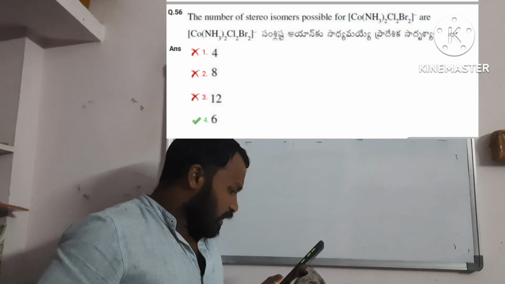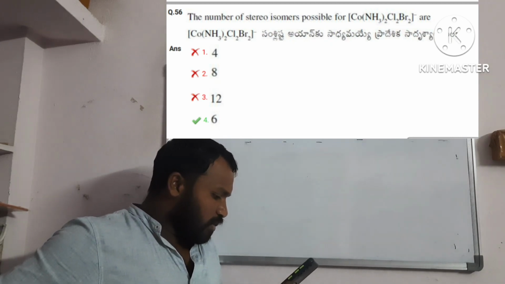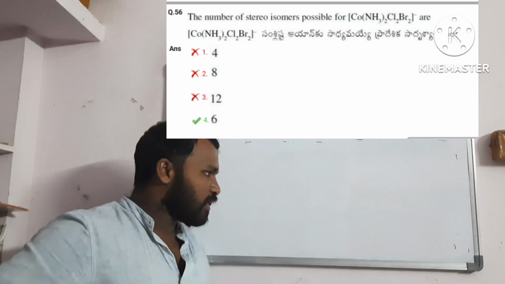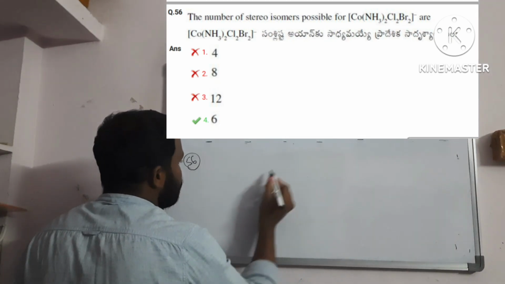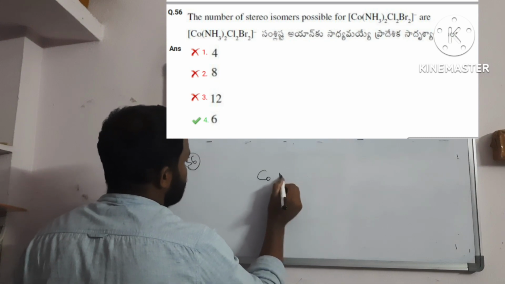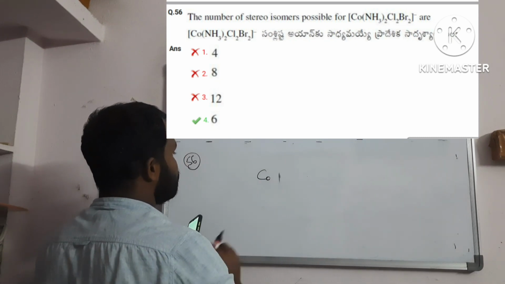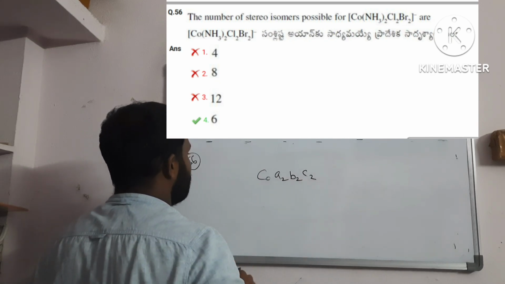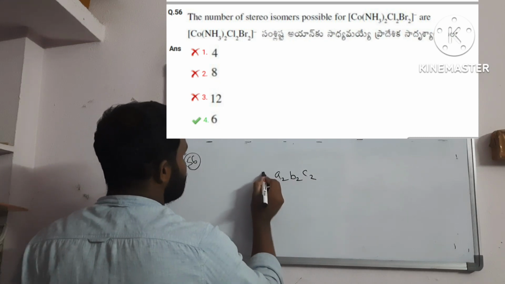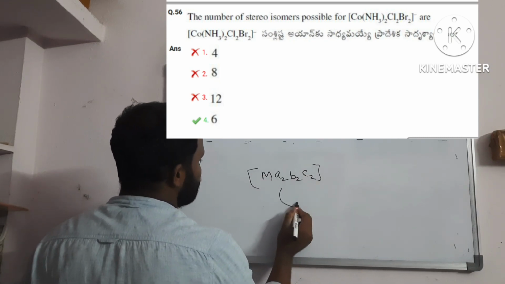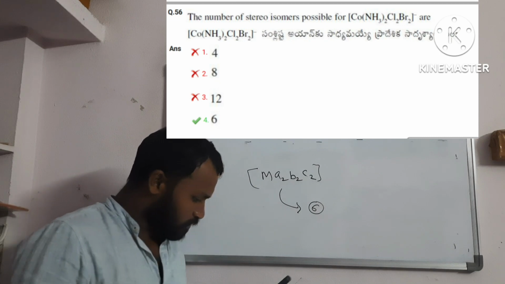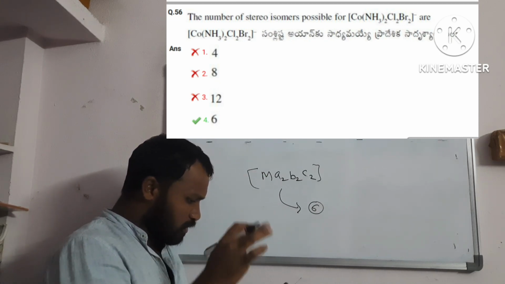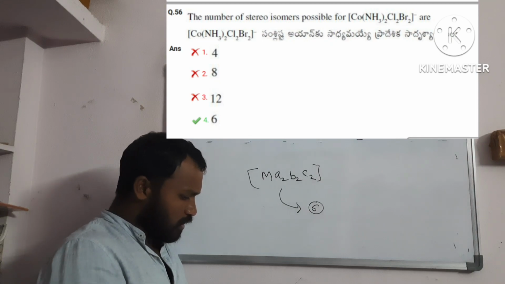What is the number of stereoisomers possible for [Co(NH3)2Cl2Br2] with negative charge? Generally here, cobalt with NH3, you can say it is the Ma2b2c2 type. Cobalt, simply a metal, Ma2b2c2 type. Generally it exists as 6 isomers. I will give all 6 isomers because we don't have much time to detail all. So I will just give the slide for this.